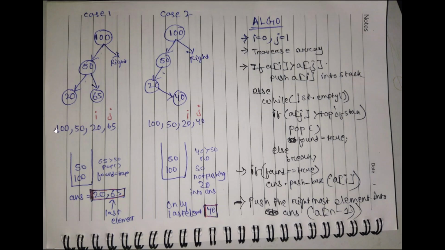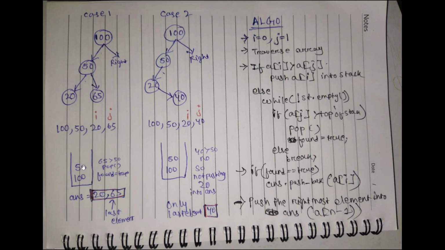What we do is we traverse the pre-order array given to us, and we set two pointers, i equals 0 and j equals 1. Like here, i is pointing to 100 and j is pointing to 50. In every case where a of i is greater than a of j, that means we are going left of the binary search tree. In a binary search tree every left element is smaller than the node element. So when we are going left, we get a decreasing order: 100, 50 and 20, so we push into the stack.